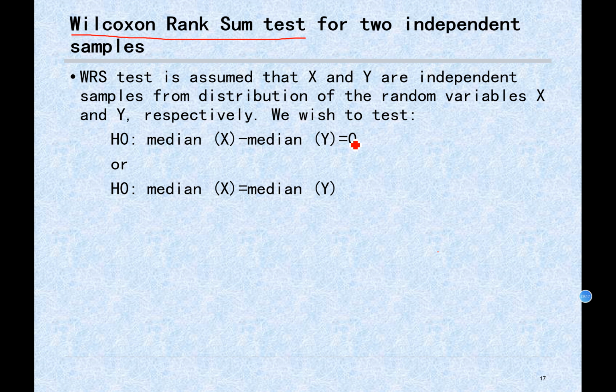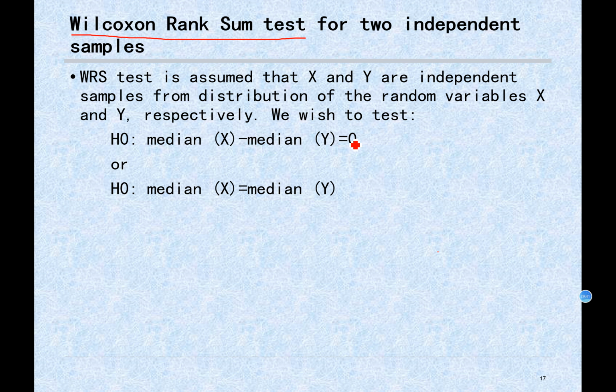So here, X and Y are the two variables and they have no relationship between X and Y. So we call it independent samples. So it's the same with what happened in chapter 6 in two independent samples t-test.